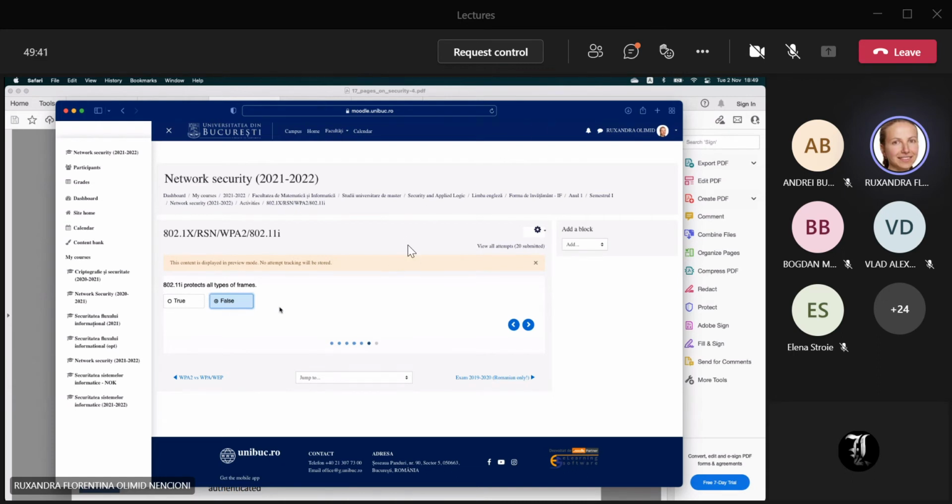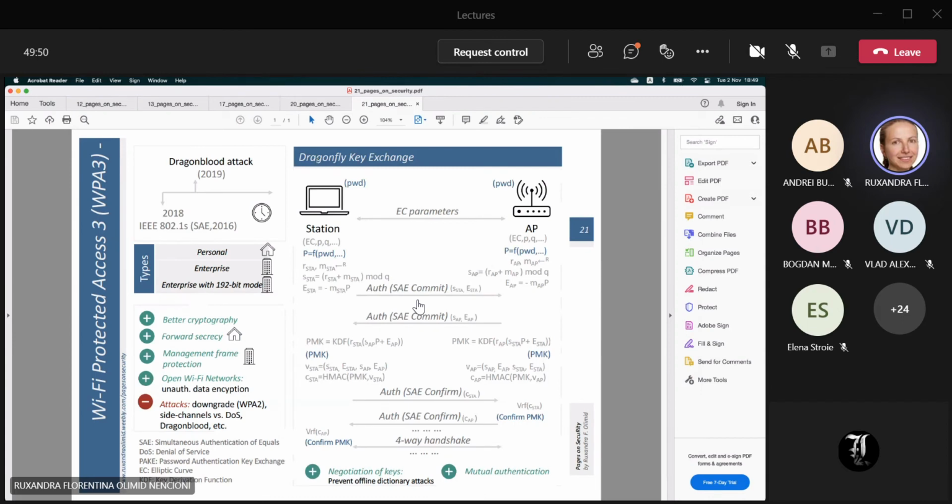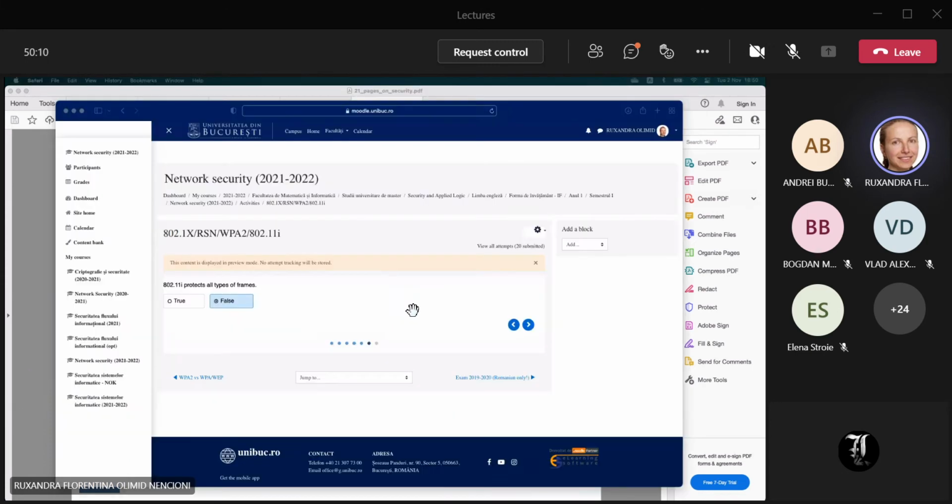But what is not protected here, and we will see it in WPA3 that we will talk about today, we did not talk about that, are the management frames. So it's a special type of frames. We don't enter into the networking part, but they were not protected until now. So this is also false.